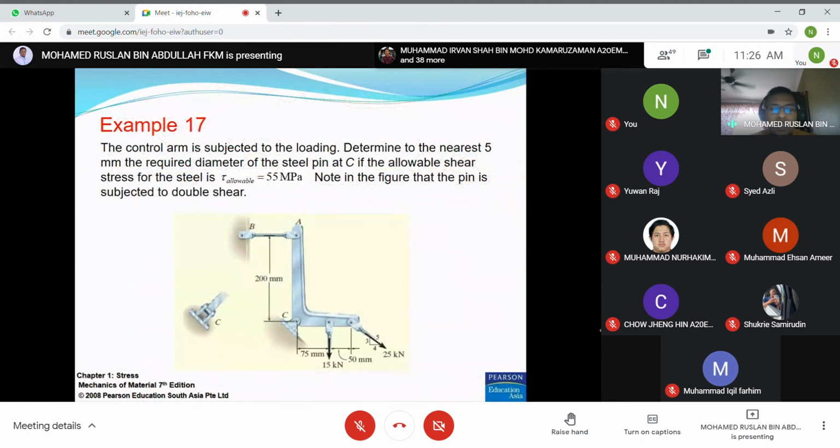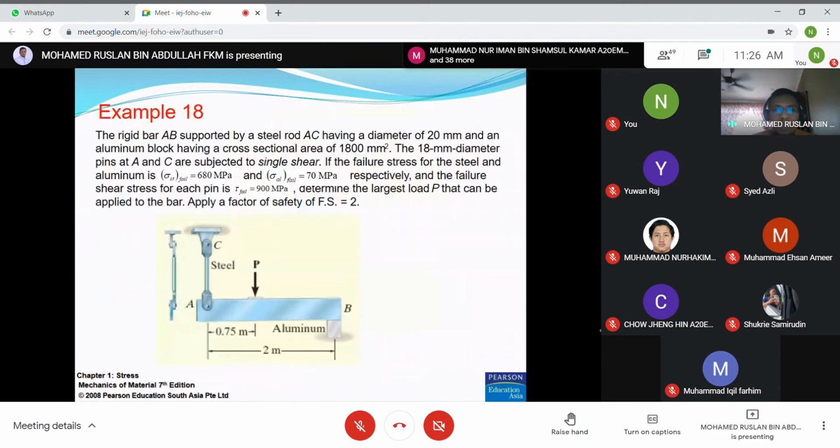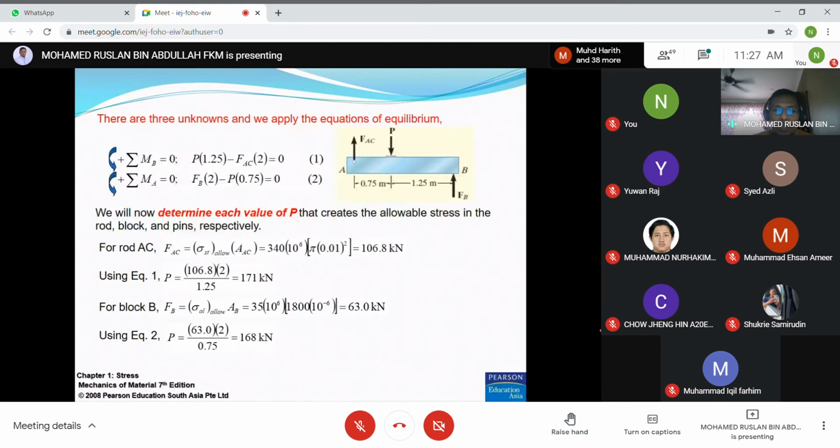And then we have example 17. I think this one is quite similar to example 16, so I hope you can go through and study that. We have an answer here. And then example 18 is the same. It involves Fs, sigma yield in tension, and then the tau yield for each one. So in this case, you have to consider one by one, and then based on that, you can choose the answer. We have 3 different P, and based on that, you choose the smallest one to make sure the design is safe.